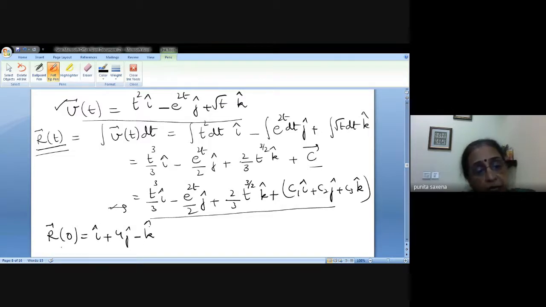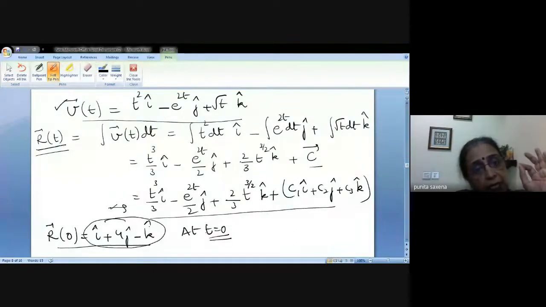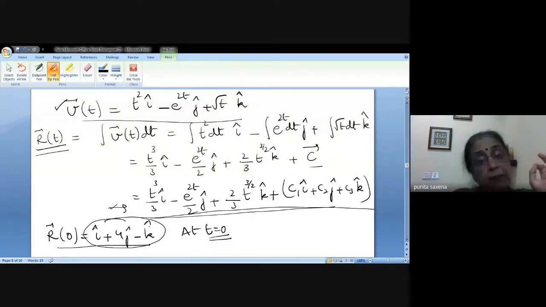Now, what does this mean? That means at t equal to 0, this should be the displacement function. That means now we have a specific particle. It's like we have this family. The integral that we have got is a family. All those particles which are moving with this as the displacement function will have this velocity, right?